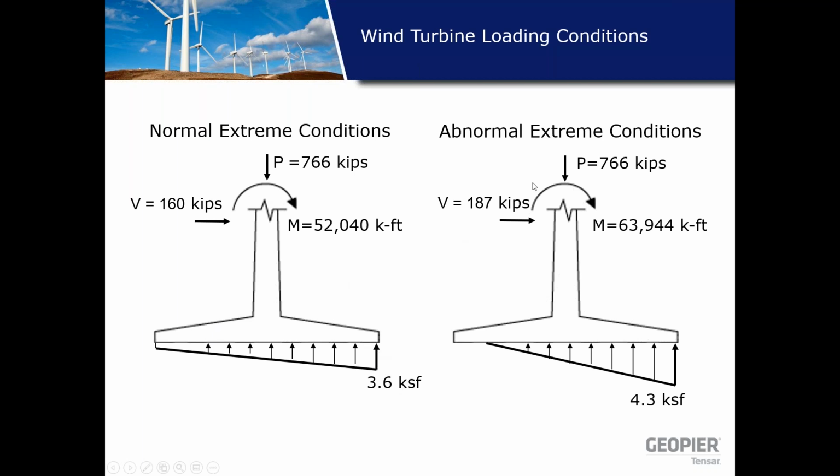Under the abnormal extreme condition, which has a higher shear load and a higher moment, you can actually have zero applied pressure for a significant portion on the wind side of the foundation, and that's a condition called gapping. What happens is you have zero pressure within this area and a much larger applied pressure on the non-wind side due to the larger moment and larger shear.